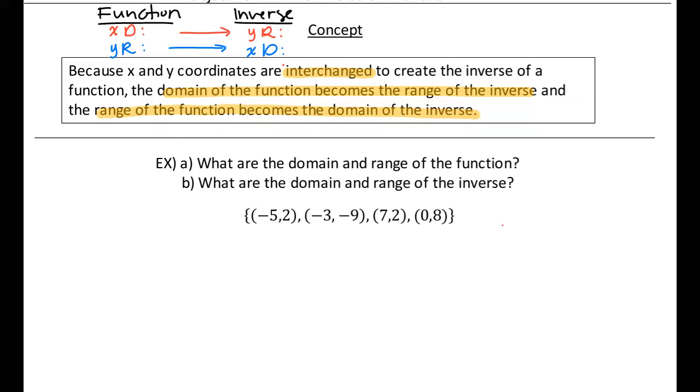Okay. So the directions here say what are the domain and range of the function and what are the domain and range of the inverse. But when we do this, it has to be in order from least to greatest.